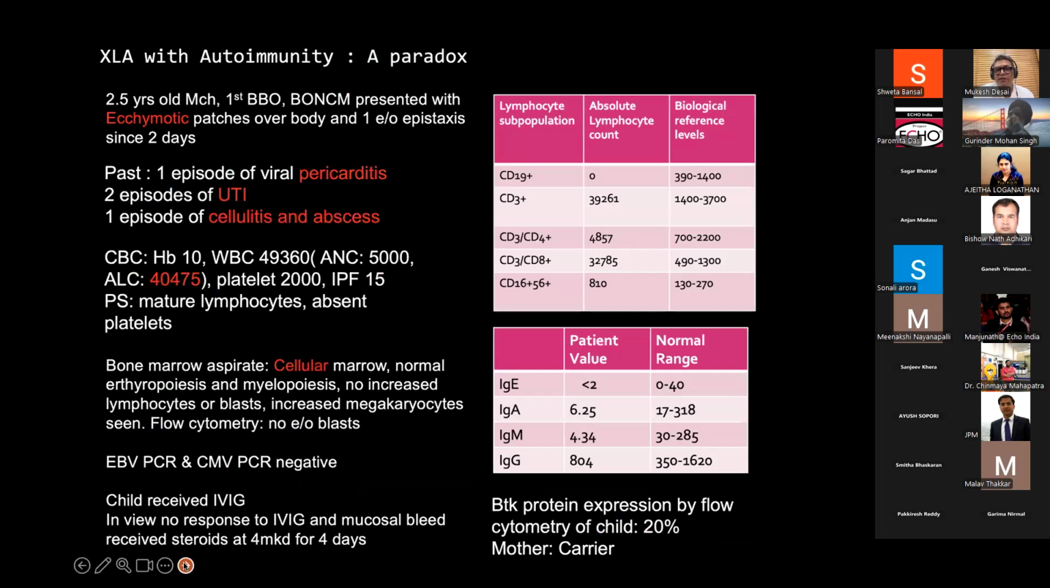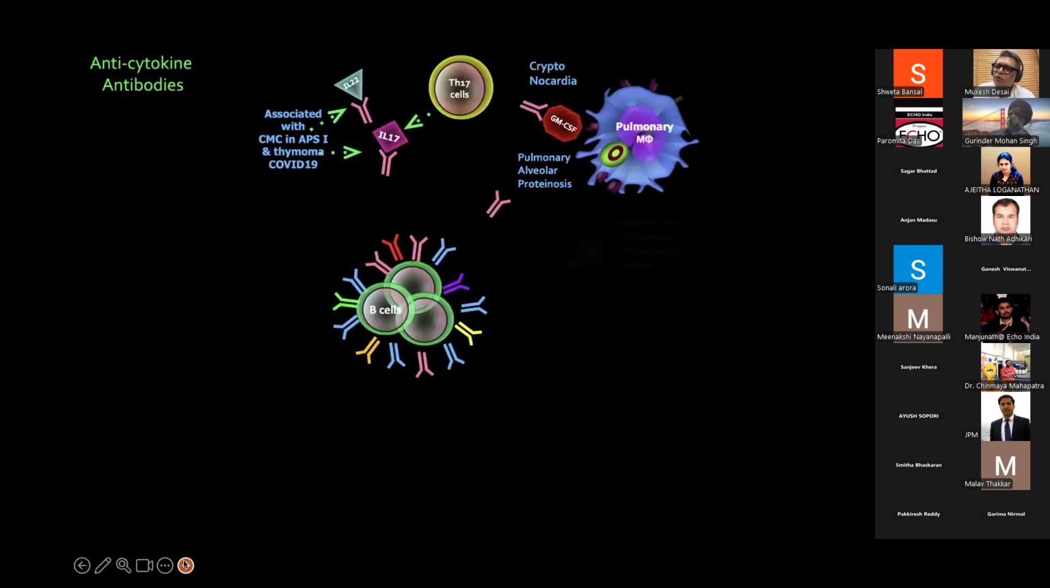So primary antibody deficiency and autoimmunity is an immunological paradox, as shown by this 2.5-year-old boy who came to us with a pericardial infection, UTI, and an ITP-like illness. So he had XLA, and is doing exceedingly well now on IVIG. Now, autoimmunity can be directed against multiple sites.